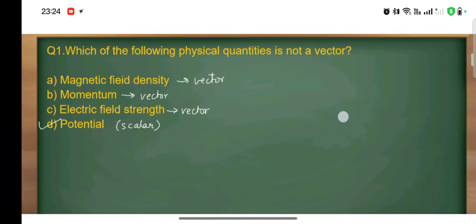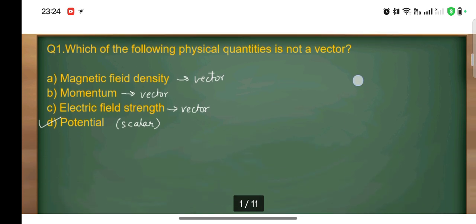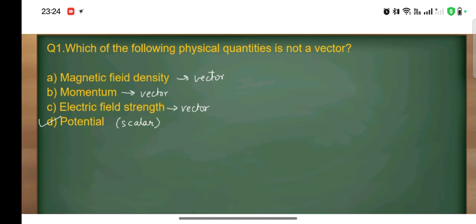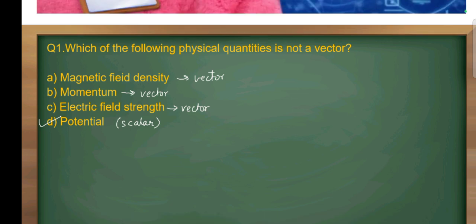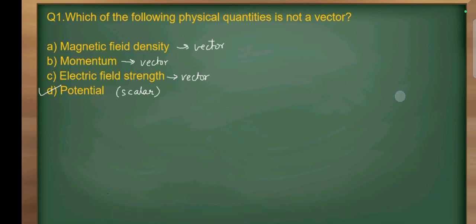Question number 1 is, which of the following physical quantities is not a vector? Option A, magnetic field. Option B, momentum. Option C, electric field strength. Option D, potential. So we know that the magnetic field density is a vector quantity.